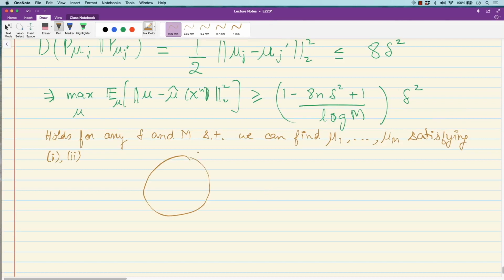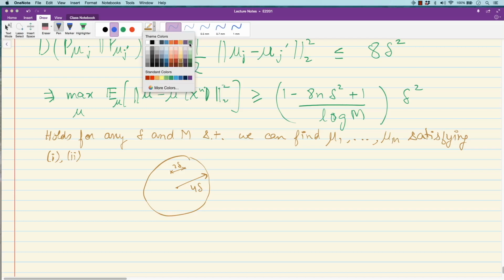So everything is inside this Euclidean ball of radius 4 delta. And you want to put points inside this ball, and any two points should be at least 2 delta apart. What is the largest number of points that you can find? Note that as you increase m, this bound improves, so we would like to make m as large as possible. What is the largest m you can find? One way to do it is to just proceed greedily. How do we proceed greedily? Take a single point here.